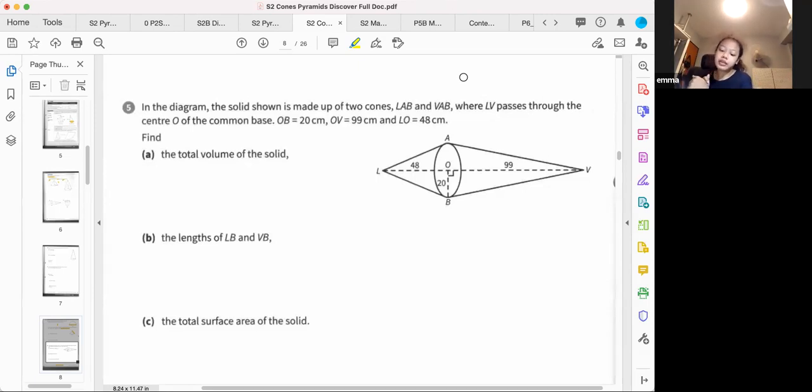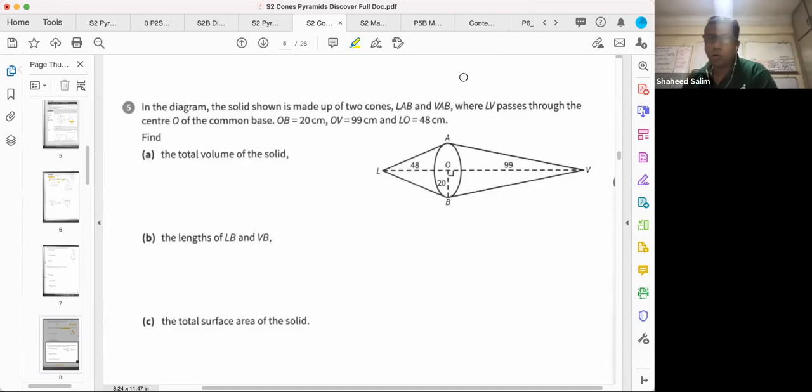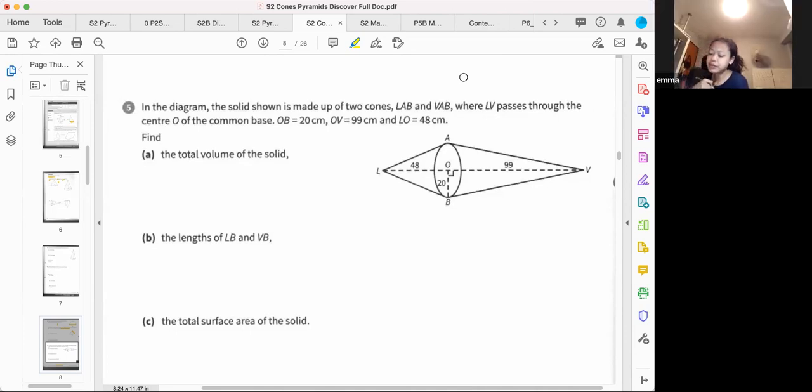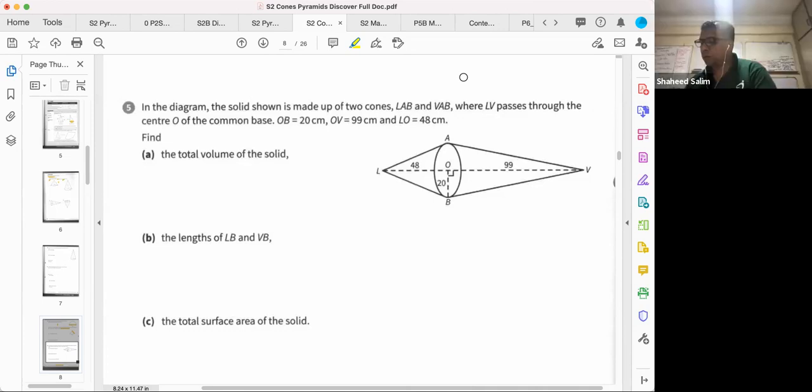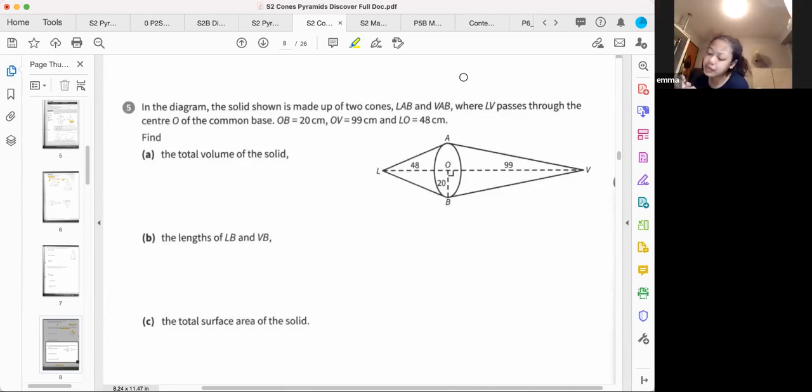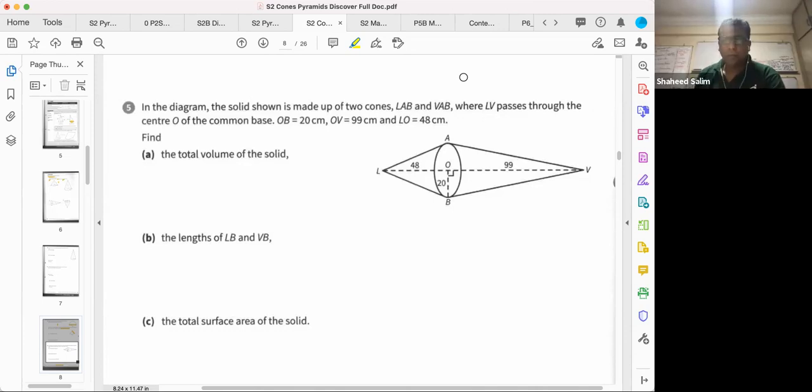Okay, what's your curved surface area for the ALB? 4523.9. What's your curved surface area for the other one, AVB? 7602.7. Okay, let's check. How do you take pi r l?